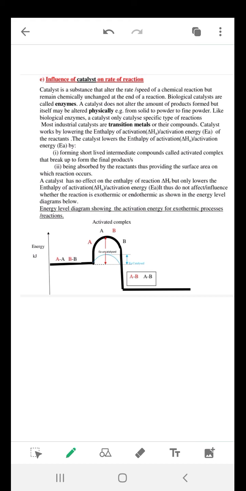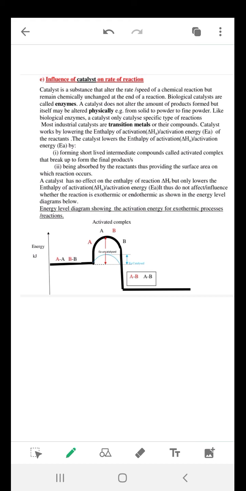We say that this activation energy is lowered in different ways. So they're lowered by forming short-lived intermediate compounds called the activated complex that break up to form the final products. It's also lowered by being absorbed by the reactants, thus providing the surface area on which the reaction occurs. So a catalyst has no effect on enthalpy of reaction, but only lowers the enthalpy of activation, what you call the activation energy. It does not affect whether the reaction is exothermic or endothermic.